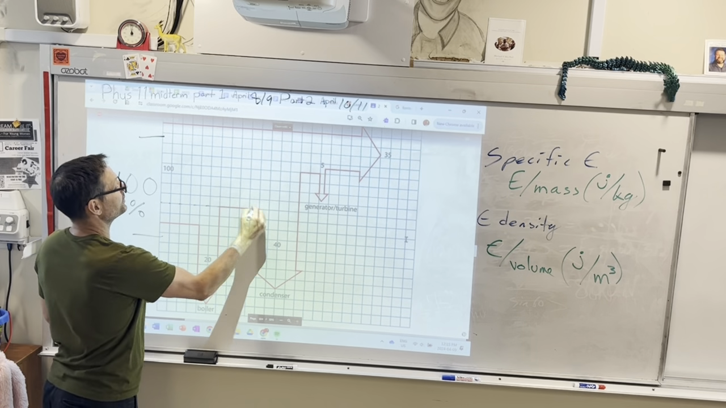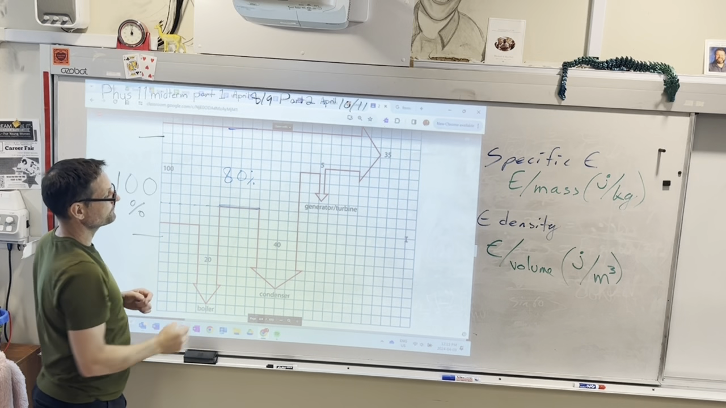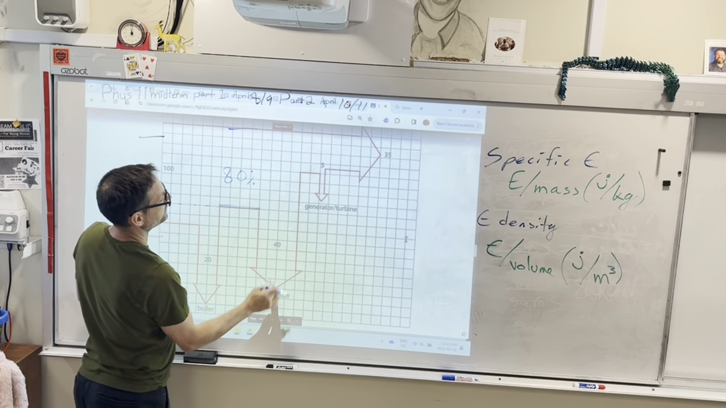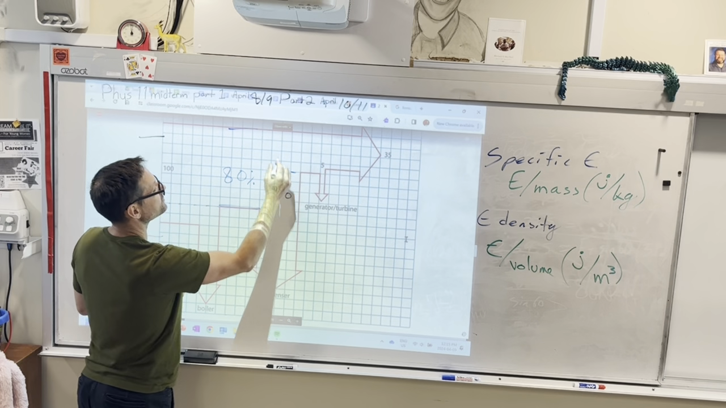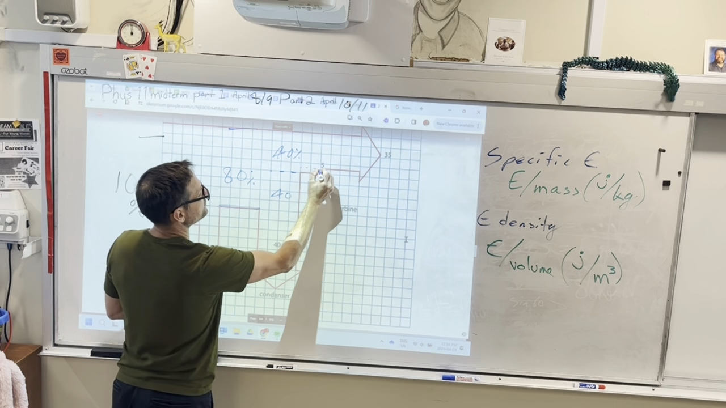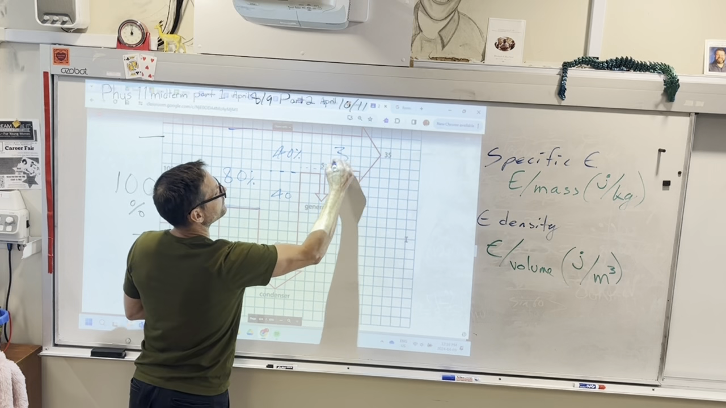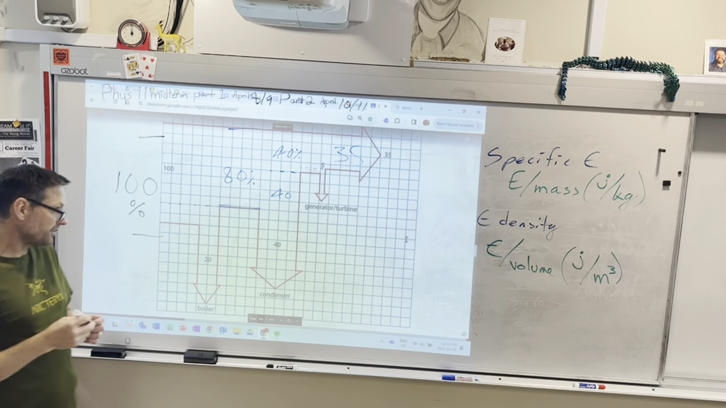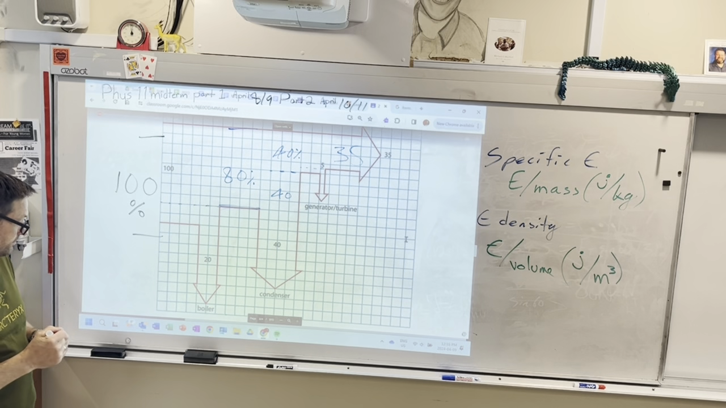So right here is 80%. Now we've got 80% left. And then how much gets used up in the condenser? 40. And so we have 40% left, right? And then 5% gets used up in the generator, the turbine, and what are we left with? 35% out. It's kind of a nice way to visualize it, right?